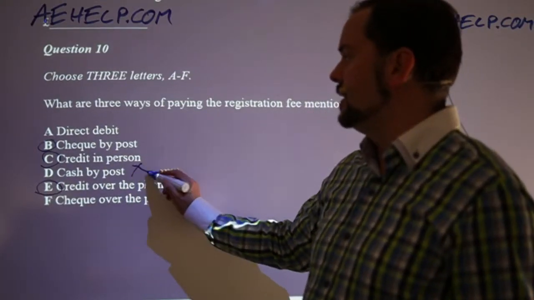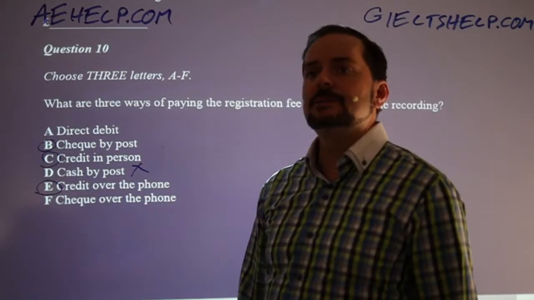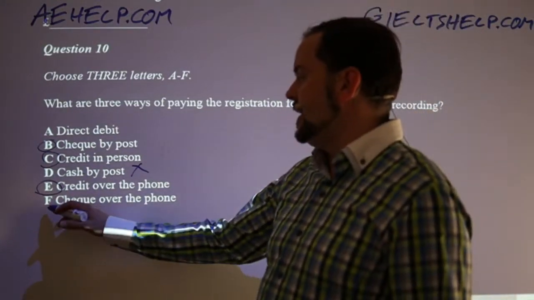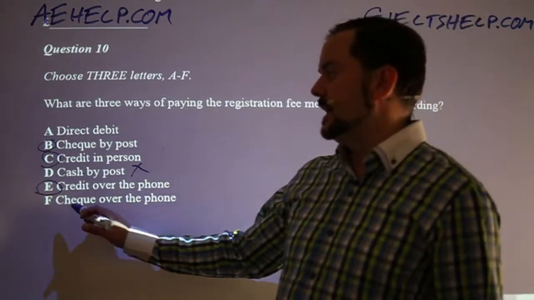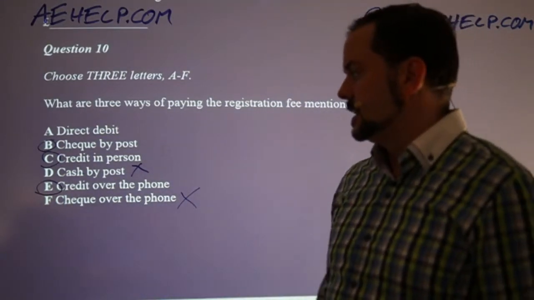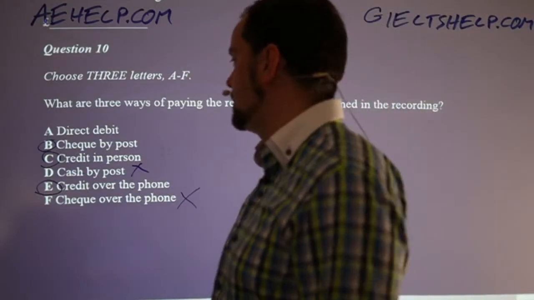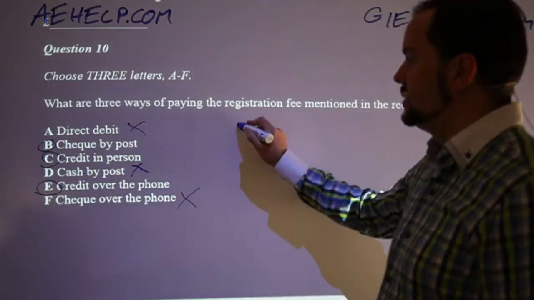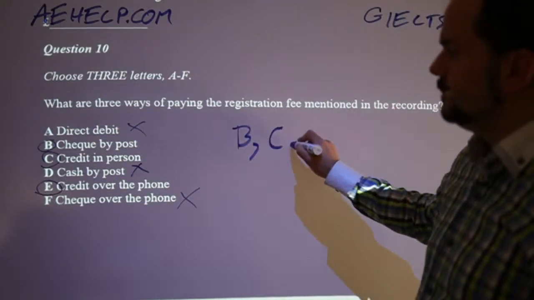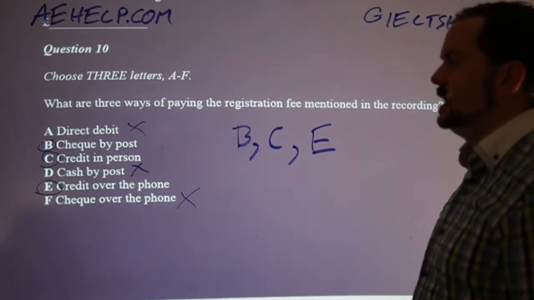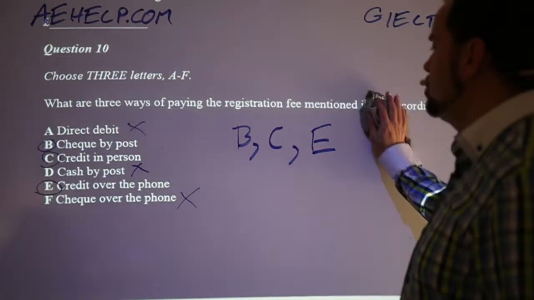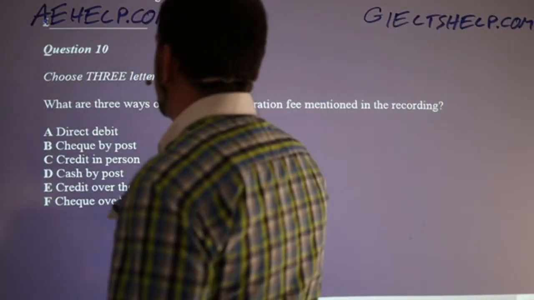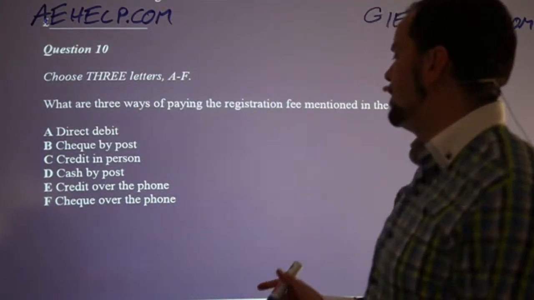Cash by post, no, your logic should tell you, no way. I mean, please don't put money into an envelope. That's usually a bad idea. Check over the phone, you can't do that. That's not possible. You can't send a check over the phone, okay? And direct debit is not mentioned. So we know that the answers are B, C, and E in any order, all right? Okay, good job, everyone.